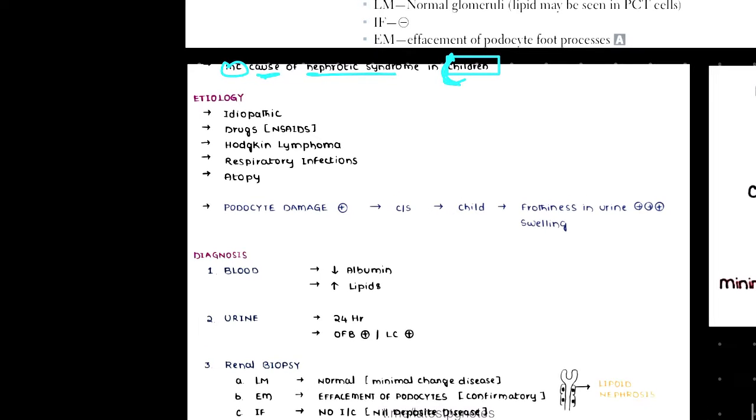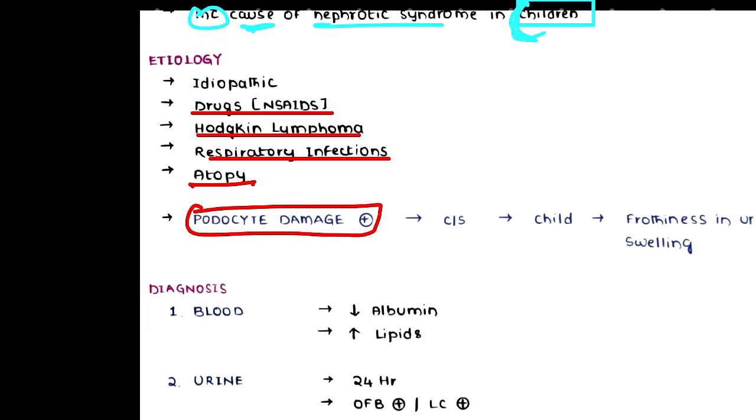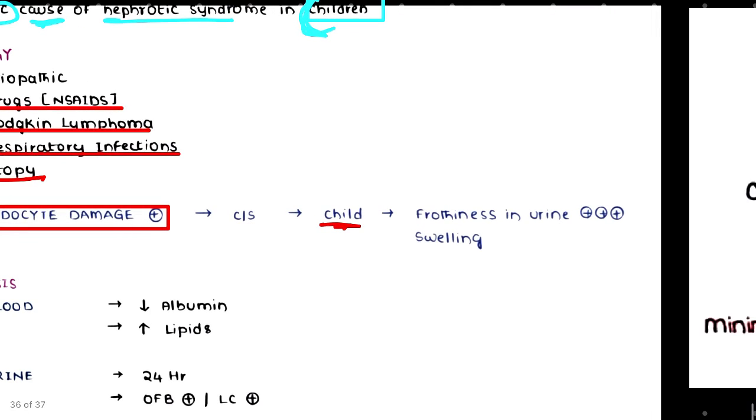Now talking about its etiology, mainly it is idiopathic. But it is found in patients who are taking NSAID-like drugs. It is also found in persons having Hodgkin's lymphoma, respiratory infections, and atopy. As we have already said, podocyte damage will take place in the child, and excessive proteinuria will occur.